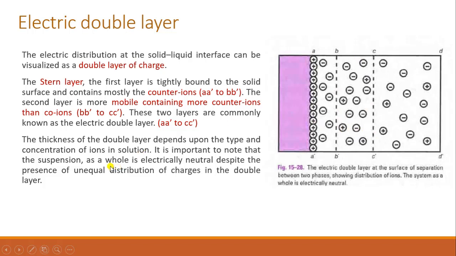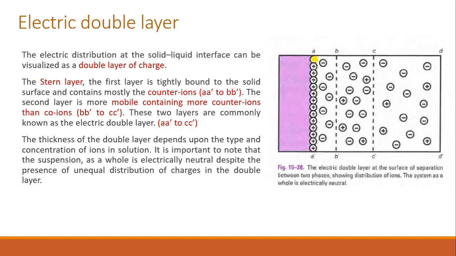The thickness of the double layer depends upon the type and concentration of ion in a solution. It is important to note that the suspension as a whole is electrically neutral despite the presence of unequal distribution of charge in a double layer, because unequal distribution of charge cannot change the concentration of cation and anion. For example, if we consider Na plus or Cl minus, the amount of Na plus and Cl minus is going to remain the same in the solution, though distribution will be unequal on the solid surface. So eventually the suspension will be electrically neutral.